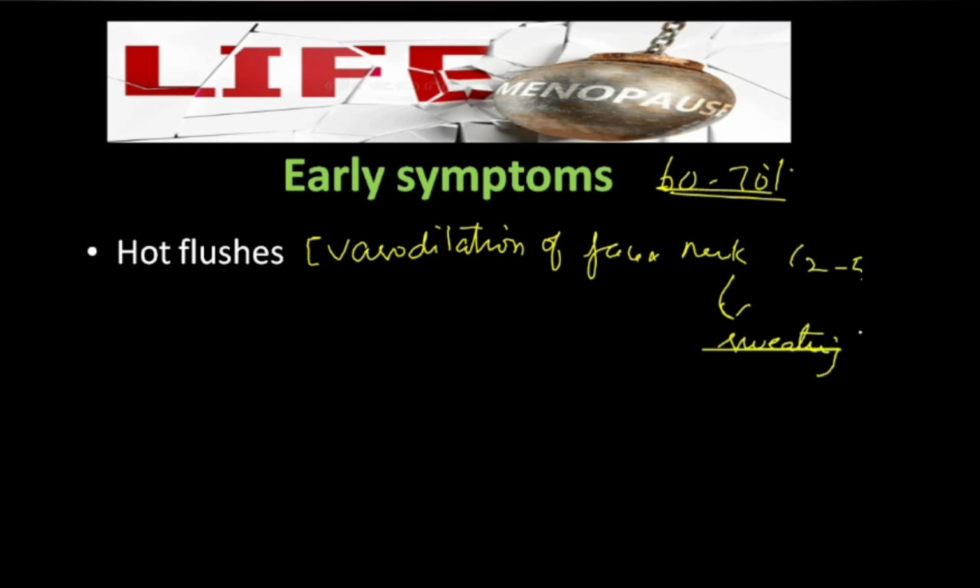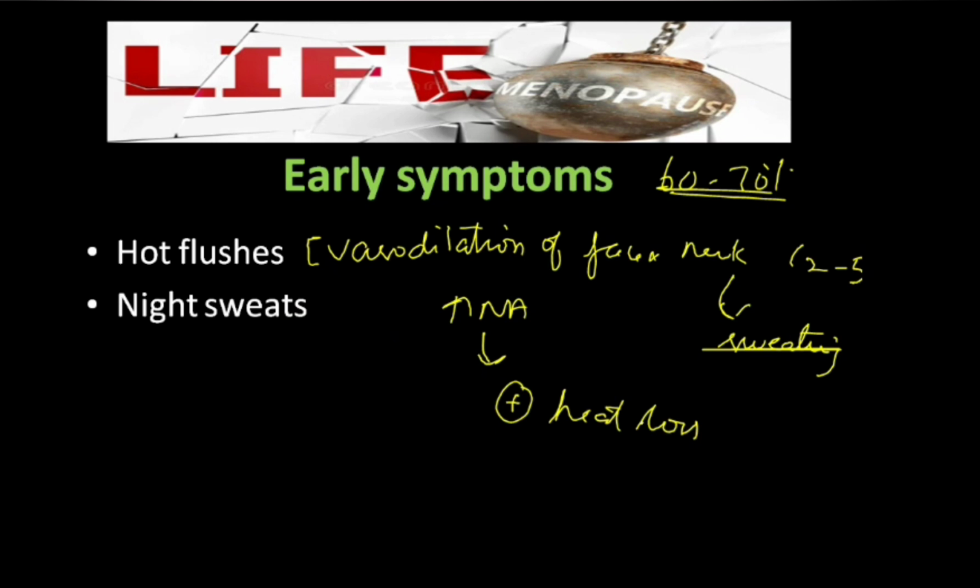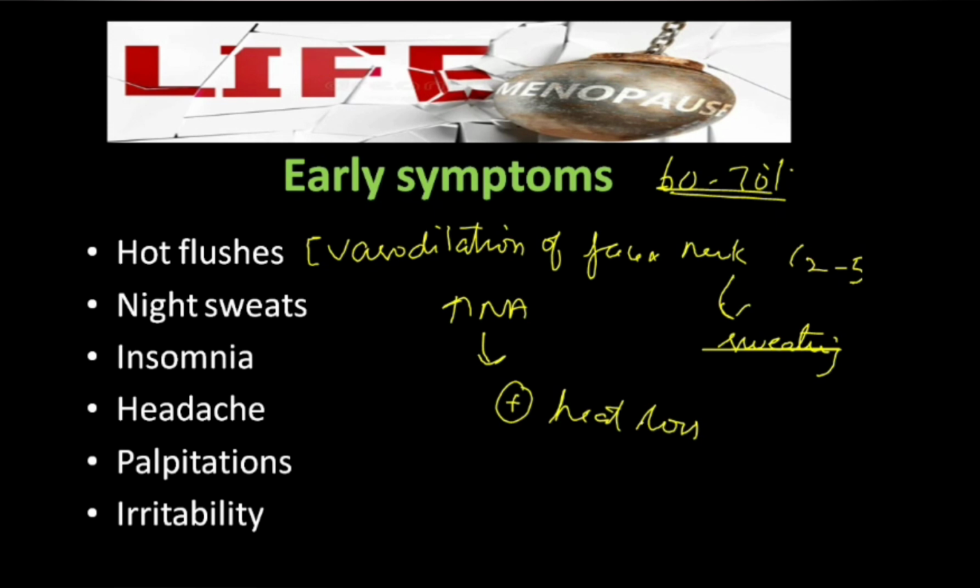So, why is there vasodilation and why is there sweating? Basically you can have an increase in the noradrenaline levels, which will increase the heat loss mechanism to act. So, there can be vasodilation initially followed by sweating. This sweating is more prominent at night, so it is night sweats. Because of this sweating, they can have sleep disturbances. Because of sleep disturbances, they can have headache, palpitations, irritability and lack of concentration.